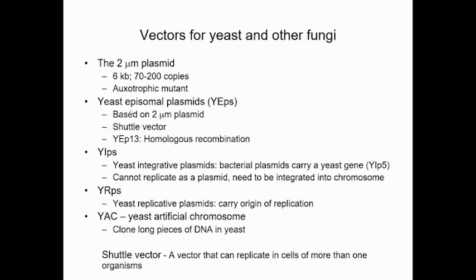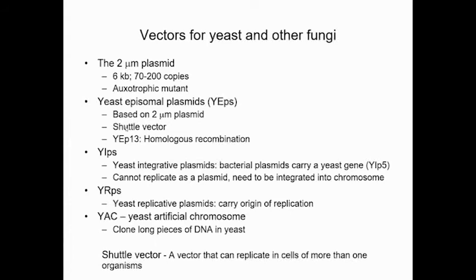Okay, and then we have the yeast episomal plasmid, YEPs. This is based on the 2 micron plasmid. It's a shuttle vector, right? Shuttle vector, that is what I just explained earlier. The shuttle vector means this vector can be reproduced in more than one microorganism. A common example is the episomal plasmid shuttle vector, which can be reproduced in the bacteria cell and also in the yeast. All right, so that's called shuttle vector.